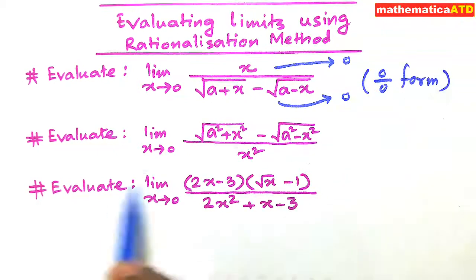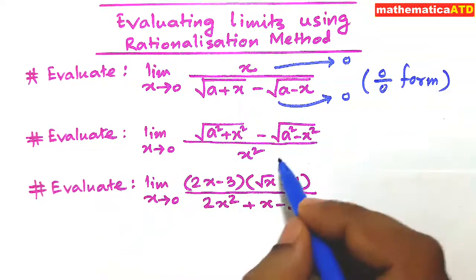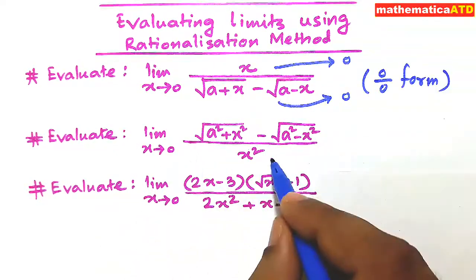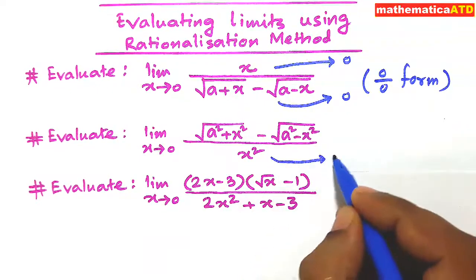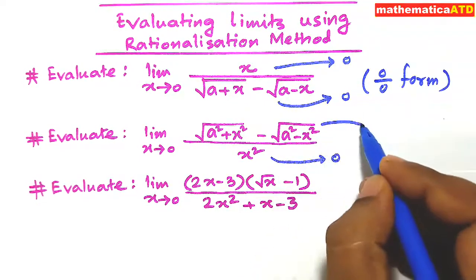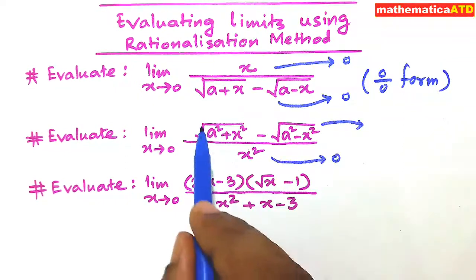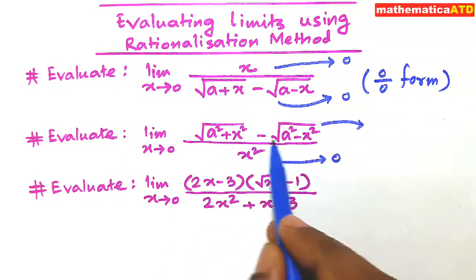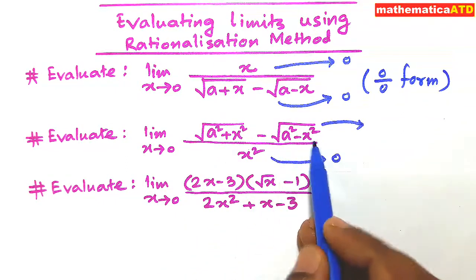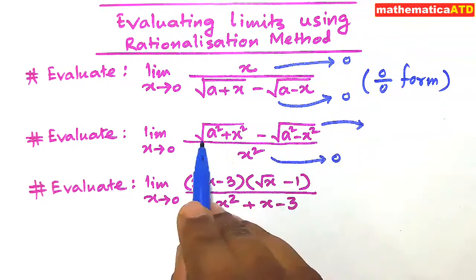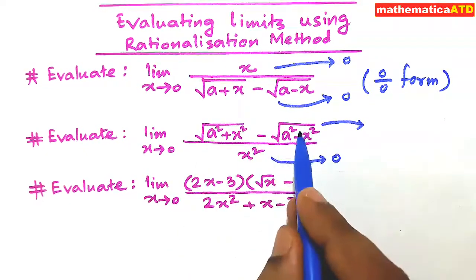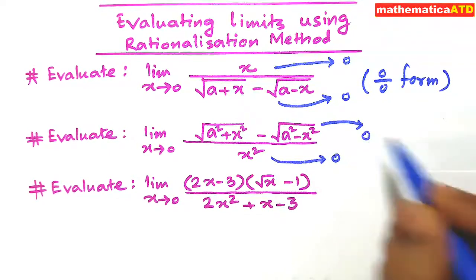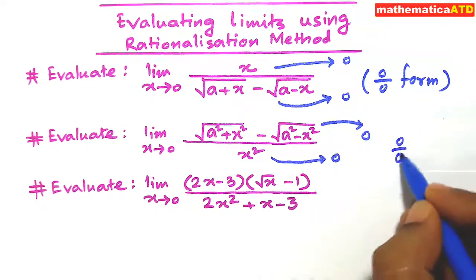Second one is, you see, again at x equal to 0, the denominator gives us 0 and the numerator is also giving us 0. Root over a square plus 0 minus root over a square minus 0 means root a square minus root a square, that is equal to 0. Again this is 0 by 0 form.